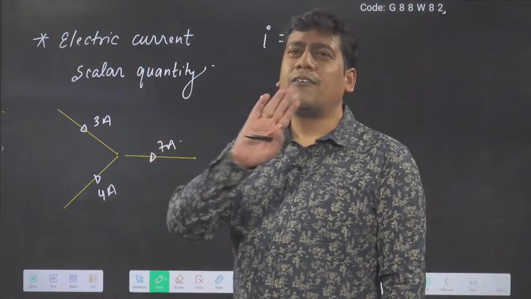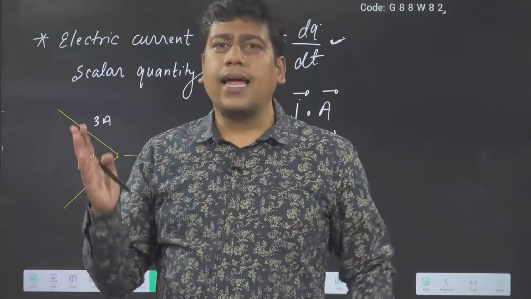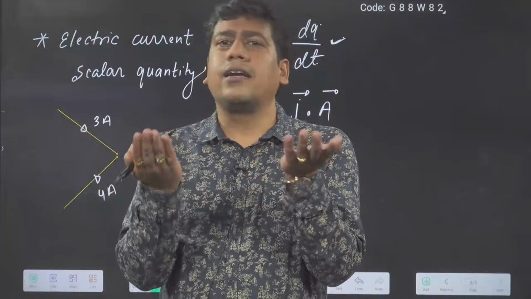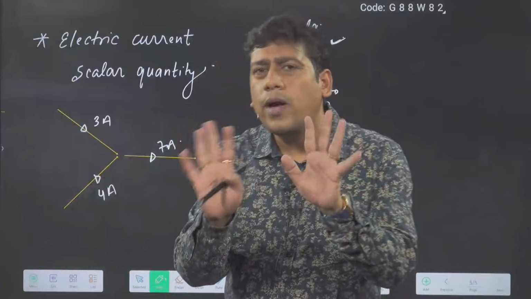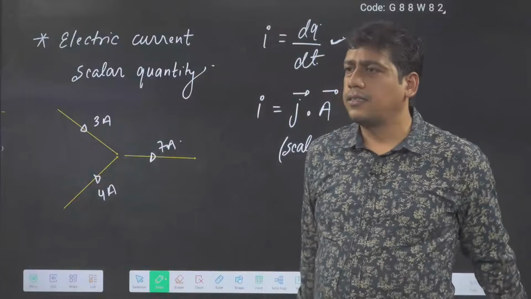Although it will not help you. At the end, the main thing that will help you is that electric current is a scalar quantity. That's it. No one is going to ask you what is the reason behind it.